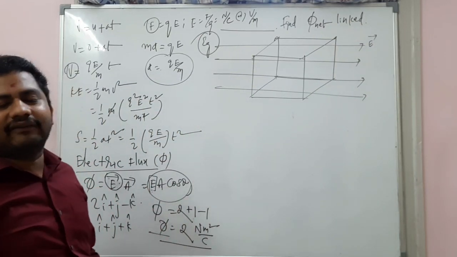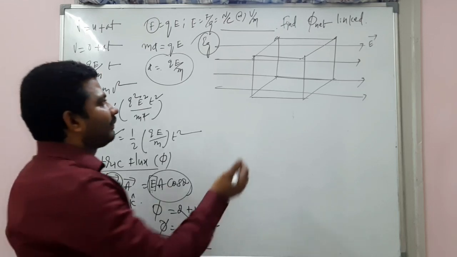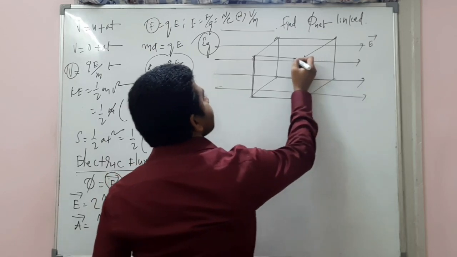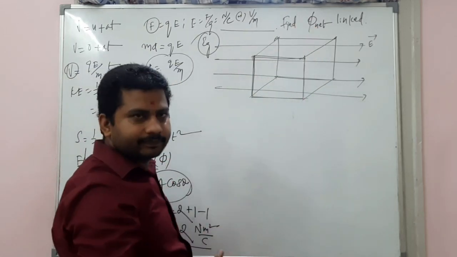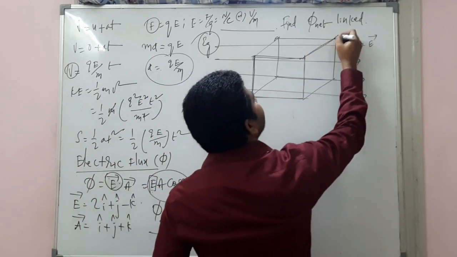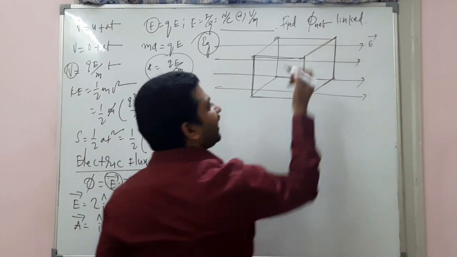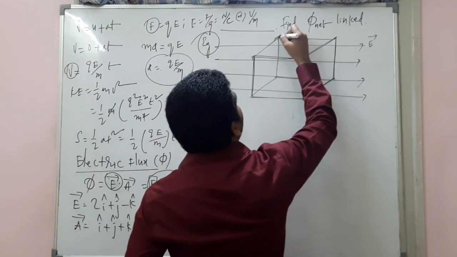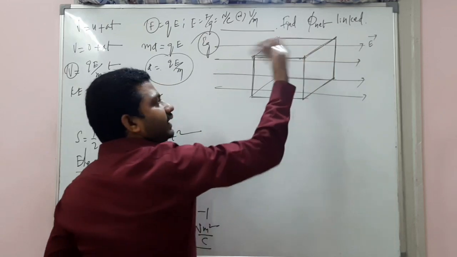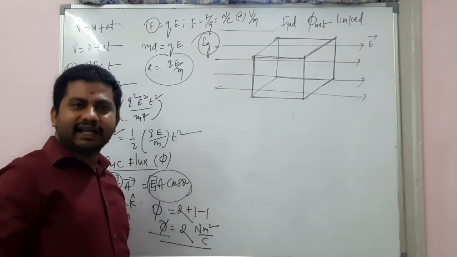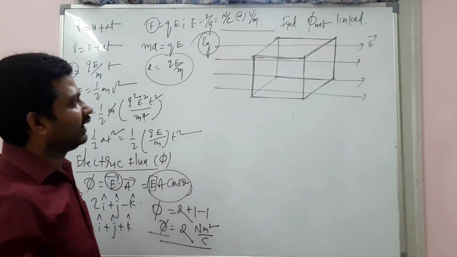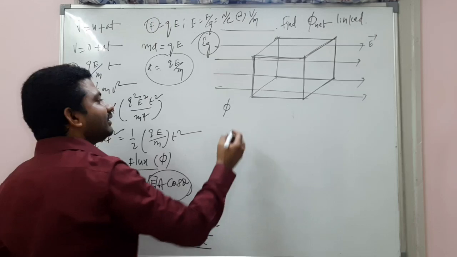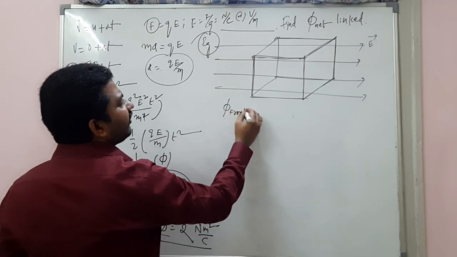So the cube will be having 6 faces. This is the front face, observe, and the back face. This is the right face, the other side is the left face. And this is the top surface and the other side the bottom surface. Like these, 6 faces it will be having. Let's talk about the flux associated with the front face of the cube.